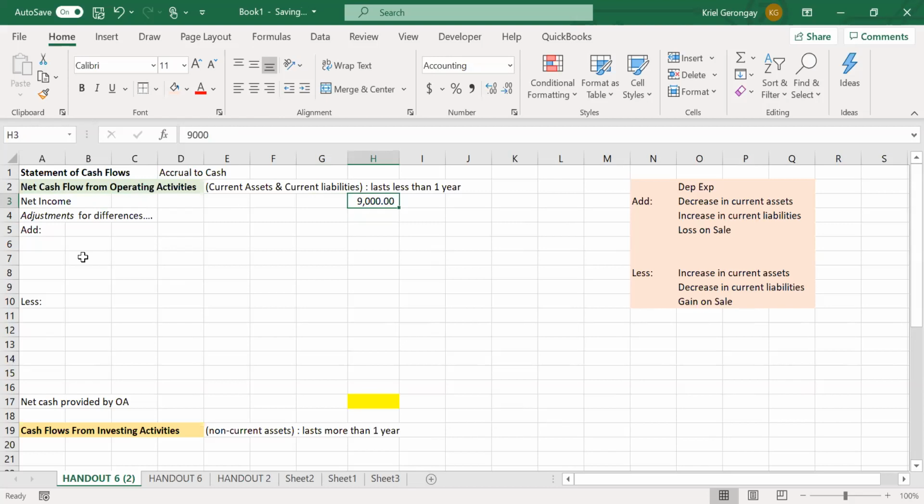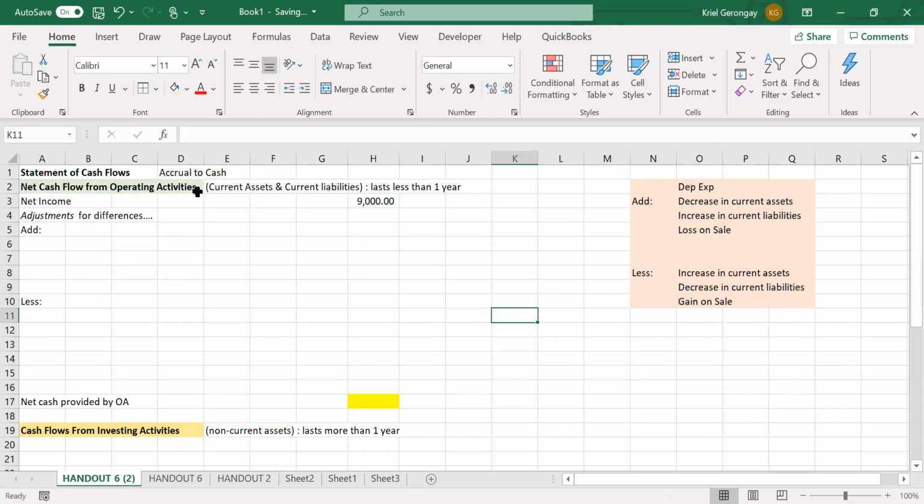And so for the next step, we have to account for the adjustments for the differences in operating activities. This chart right here is where you can use it so you'll not get confused, because from yesterday's sessions, a lot of students are asking how to figure out when to decrease or when to add or subtract depending on the transaction.